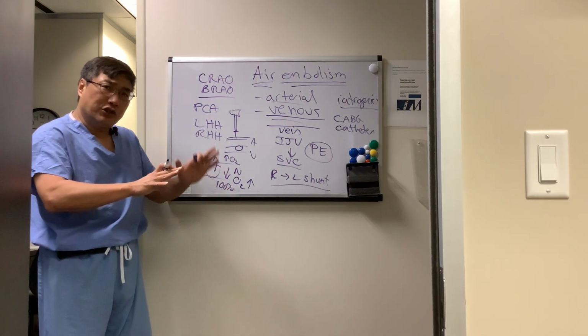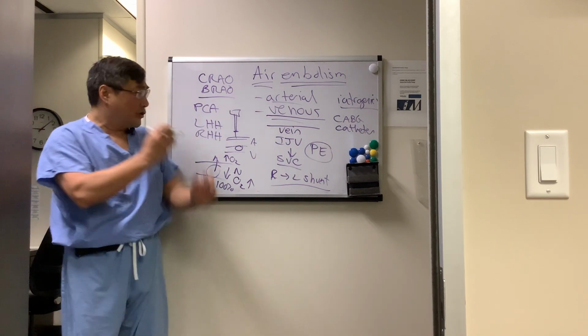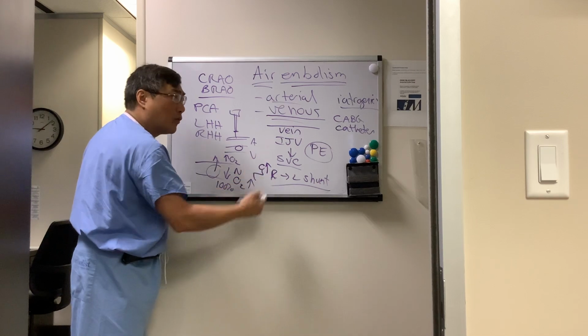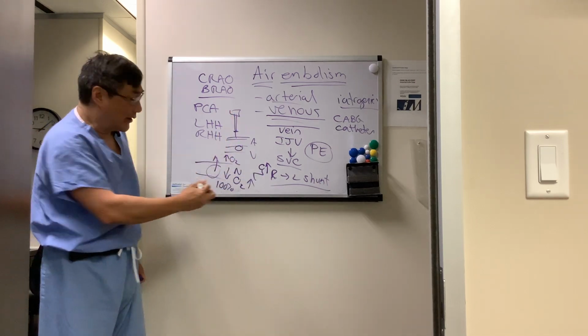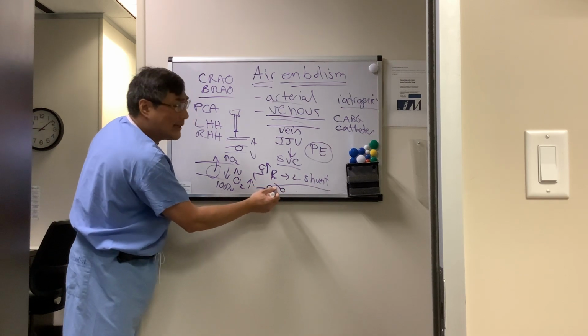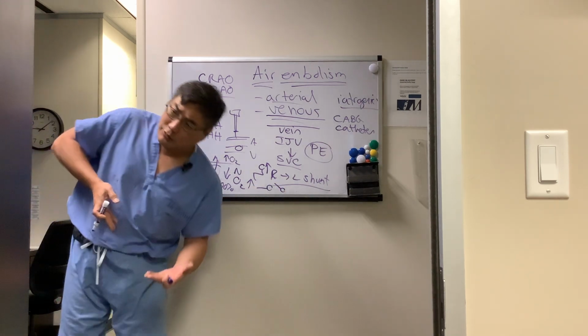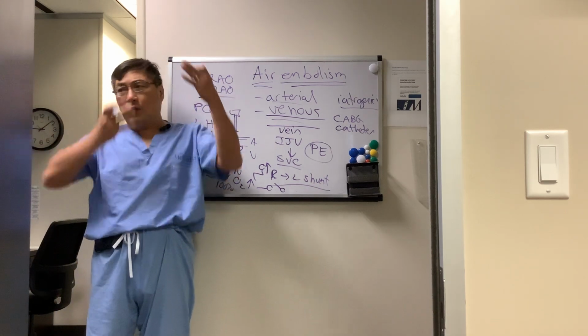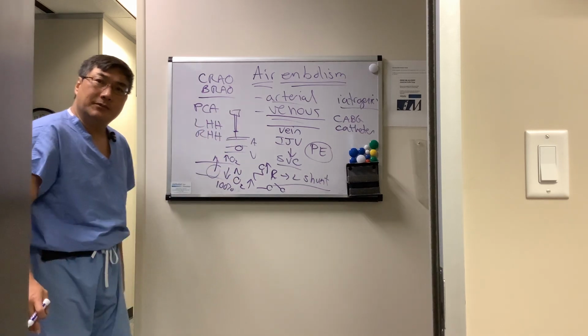Now, it's controversial about the positioning. It's, of course, going to be more common if you're having this done in the supine position because the air wants to go upstairs into your heart. And so putting the patient in the supine position or the head down or left lateral decubitus presumably would keep the air in the ventricle and not let it go upstairs because the air wants to float.